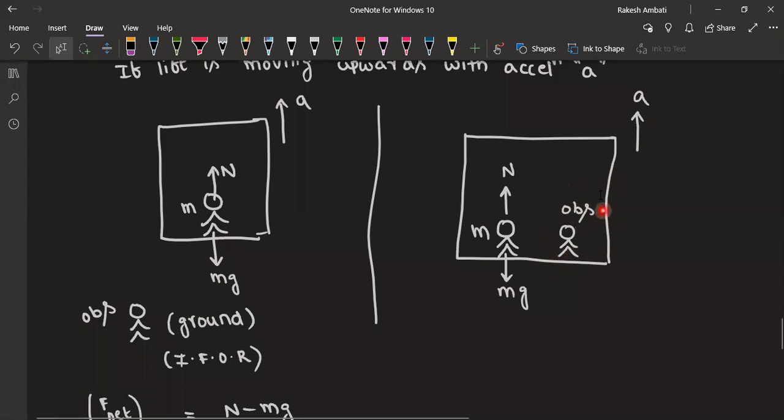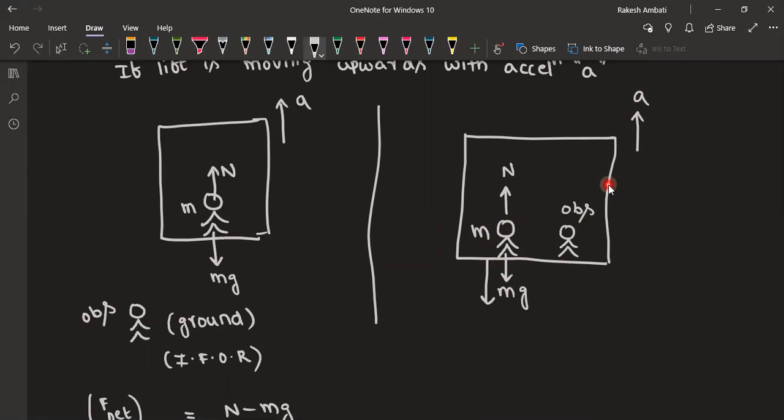I told you already, in the case of a non-inertial frame of reference, along with real forces acting on the body, we also have to consider a pseudo force. And what is the direction of the pseudo force? It is opposite to the direction of acceleration of the non-inertial frame. The acceleration of the frame is upward, so the pseudo force acting on the man is downward.